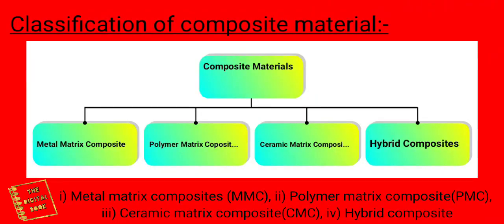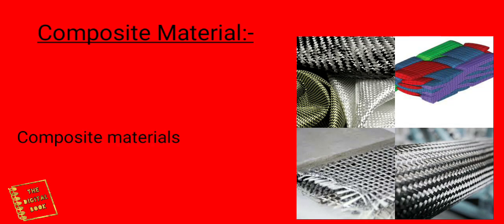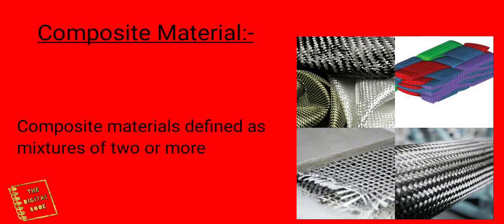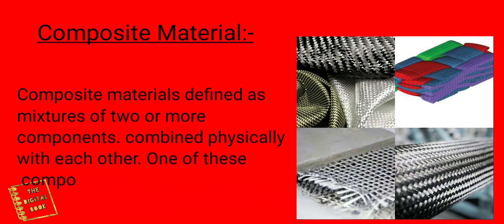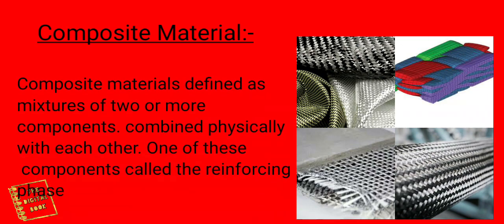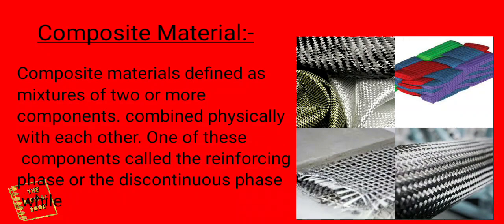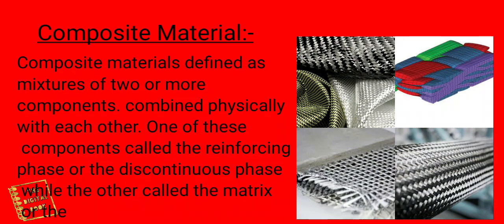Next classified as composite material, which is further classified as metal matrix composites, polymer matrix composite, ceramic matrix composite, and hybrid composite. Definition of composites. Composite materials are defined as mixtures of two or more components, combined physically with each other. One of these components is called the reinforcing phase, or the discontinuous phase, while the other is called the matrix, or the continuous phase.